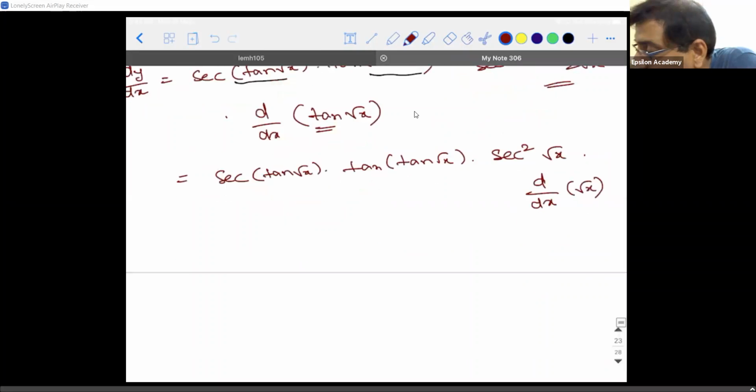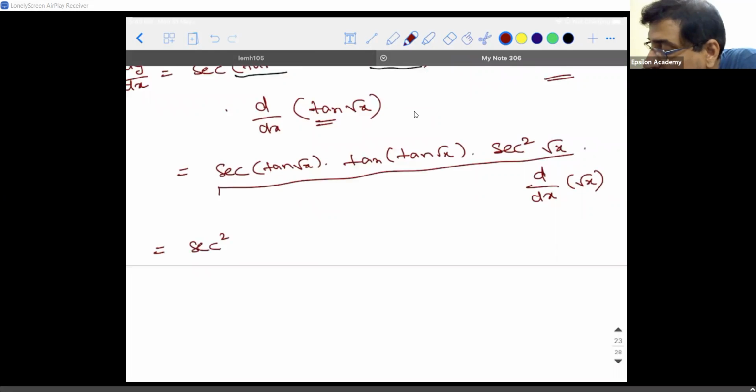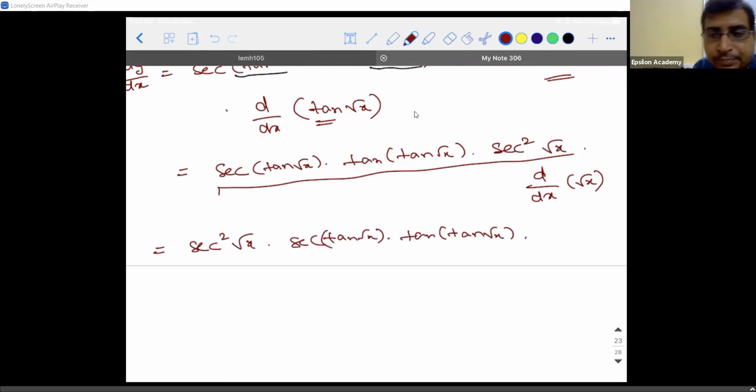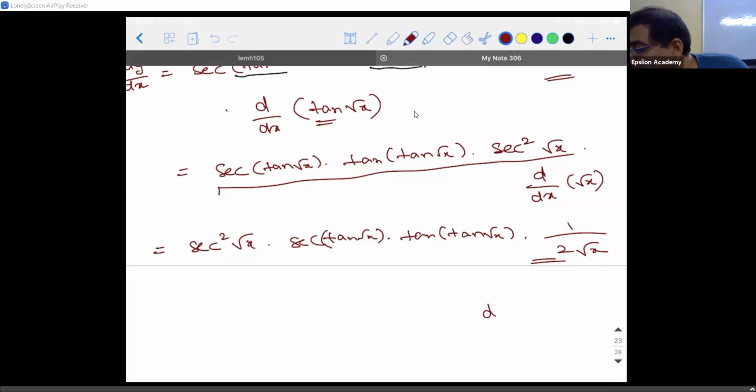So this whole thing I'm going to write again. Secant square root x into secant of tan root x into tan of tan root x. Derivative of root x is what? You guys can remember it. Derivative of root x is 1 by 2 root x. 1 divided by 2 root x. If you ask me how you got it, dy by dx will be equal to half into x power half minus 1. Because root x is x power half, apply the formula in x power n minus 1, you will get the answer as 1 by 2 root x.